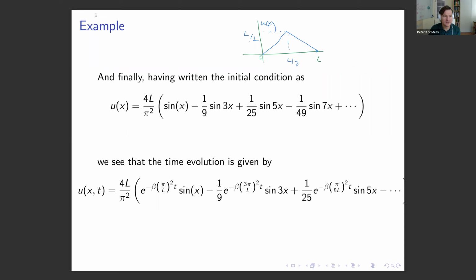If you try to draw the evolution, initially the temperature would look like this, and then it will start to even out, right? So it will go like that.